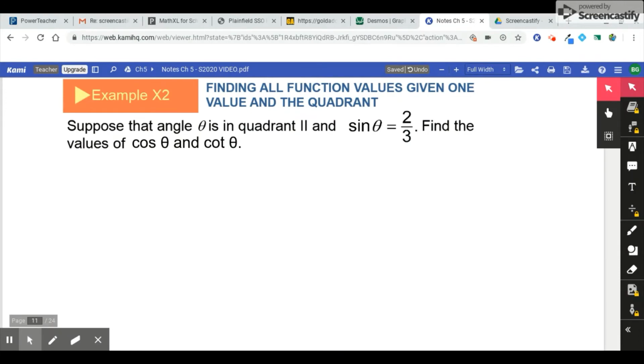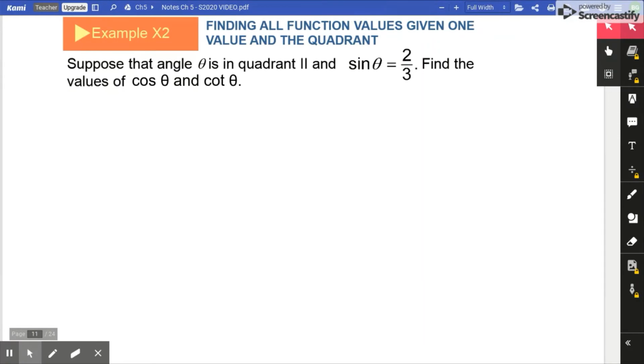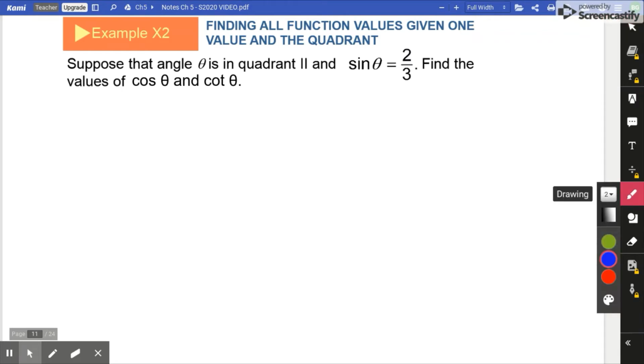Example x2. Oh, I forgot I can do this. Suppose that angle theta is in quadrant 2 and sine theta equals 2/3. Find the values of cosine theta and cotangent theta. This problem looks an awful lot like some of the examples we did yesterday, but it's going to be super important that you pay attention to this extra piece of information, that it's in quadrant 2.